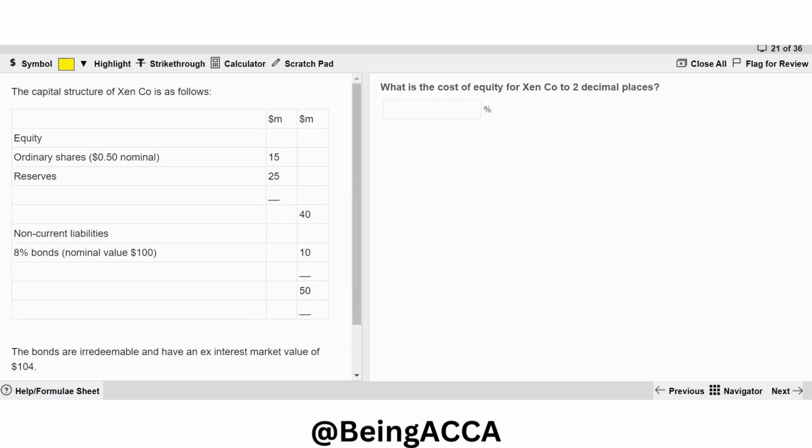So here we go. This is the second OT case study. The name of the company that we are dealing with over here is Xen Company. So let's read the scenario. It's a relatively short one. The capital structure of Xen Company is as follows.